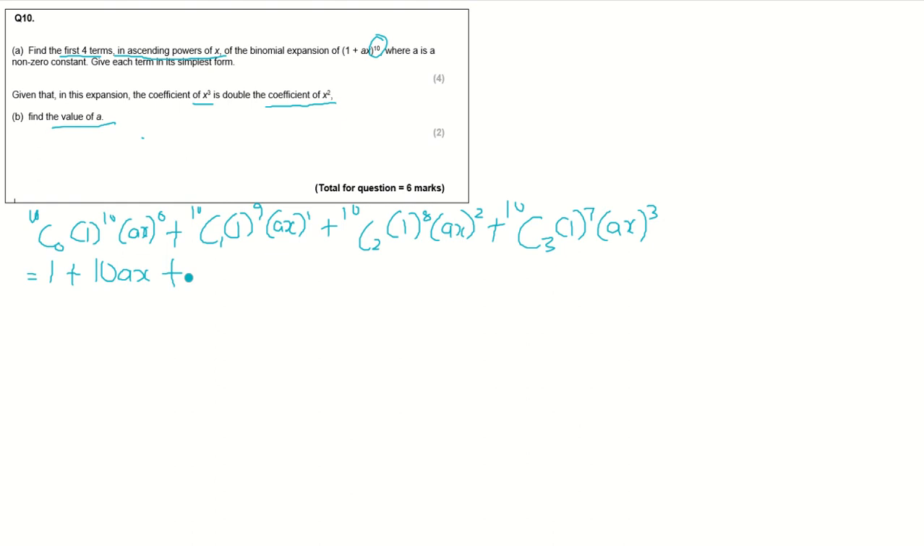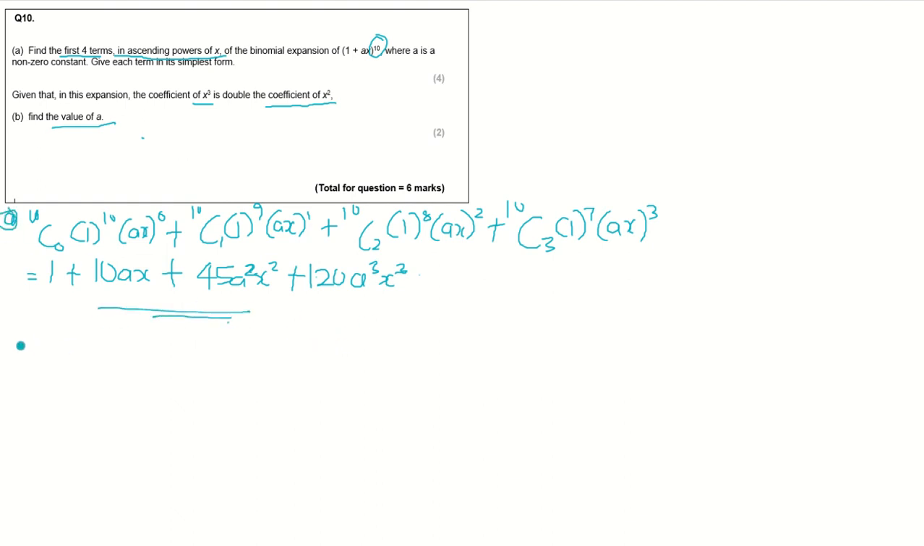Okay, plus next, 10c2, and then times 1 to the power of 8, so that gives me 45 a squared x squared. Remember, a squared and x squared. Okay, third term, and the fourth term is 10c3, so that's 120 a cubed x cubed. Okay, a cubed and x cubed. So that's your first four terms in the expansion.